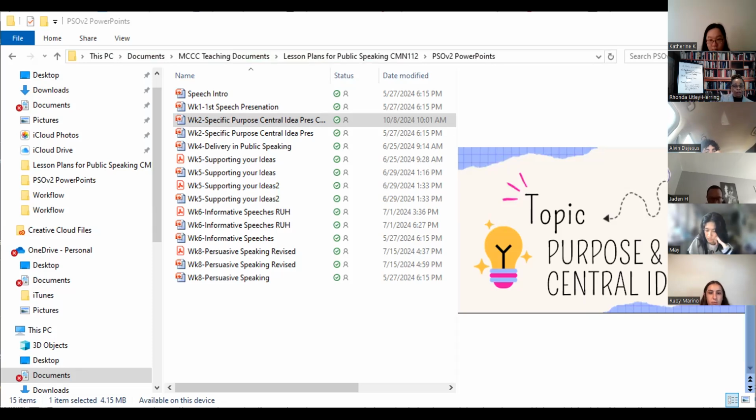Second thing you want to do in the steps to speech making is you want to determine the general purpose. Determine your general purpose. And it will either be to inform someone, to persuade someone, or to entertain someone. And we're going to see later on in the semester that entertaining has various types. So entertainment speeches have various types. But it's going to be one of those three.